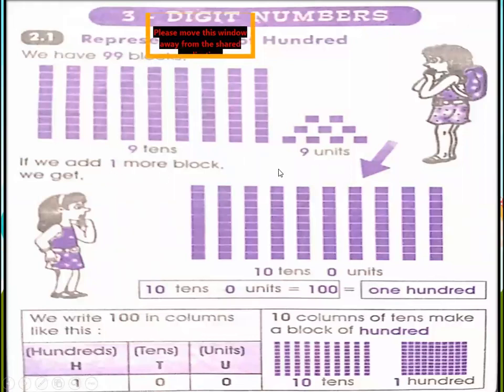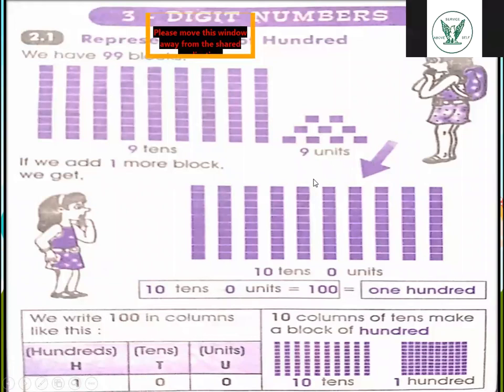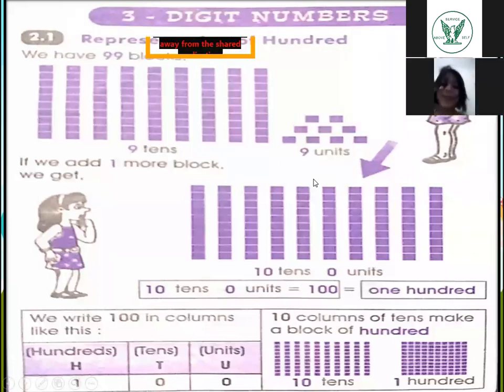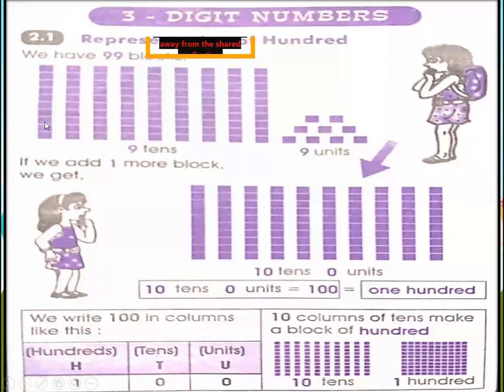In the previous class, I told you about these small blocks. These small blocks show unit blocks. So how many unit blocks are there? There are 9 unit blocks. So 9 units means 9. And how many tens blocks? There are 9 tens blocks.